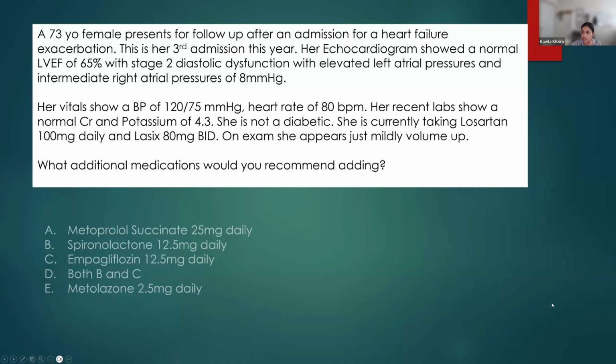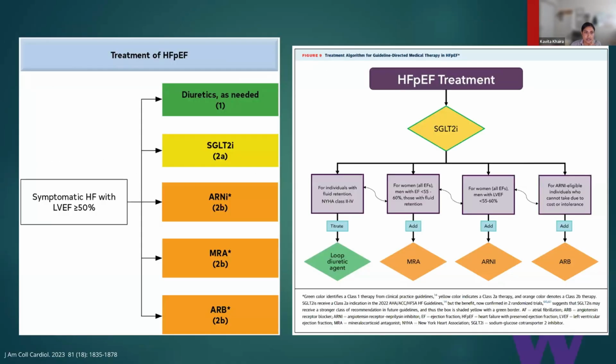All right, so it looks like most people said C, but a fair amount said D. So the answer is D. The patient has HFpEF, and so these are the heart failure guidelines from 2023. It really puts SGLT2 inhibitors as a class 2A recommendation for HFpEF, and then ARNIs, MRAs, and ARBs as class 2B recommendations for HFpEF.